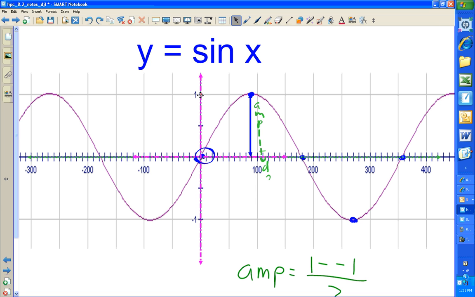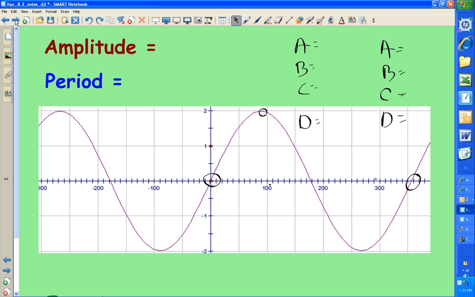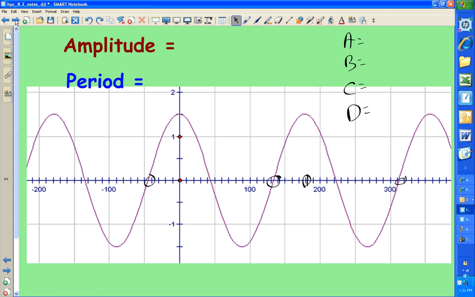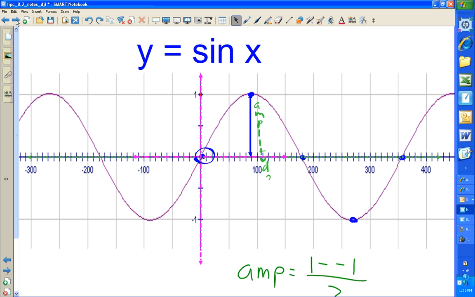So you want to realize that the sine is the one that starts at the origin. And the cosine is the one that starts, oh, this is sine again. Here's cosine. Cosine starts at the maximum. So if this is your sine graph, it starts at the origin, maximum, axis, minimum, axis.